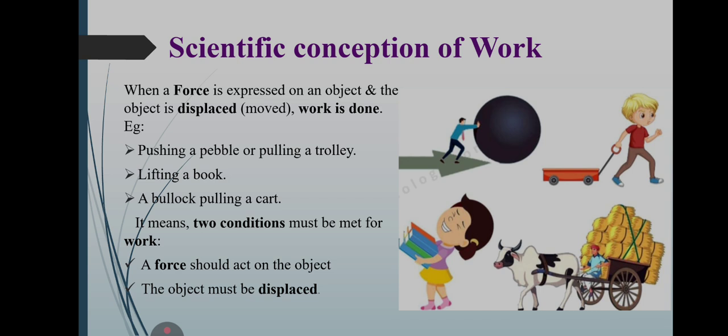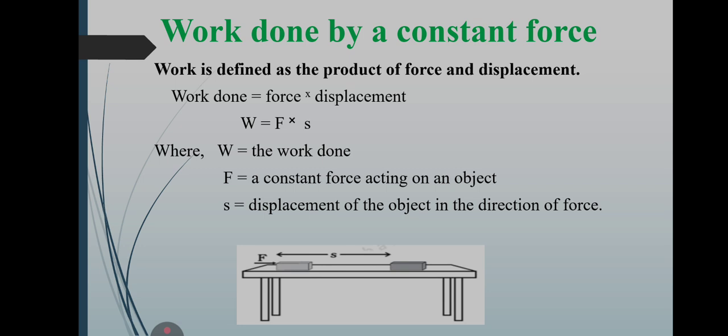Then we must know that whenever work happens, two conditions must be satisfied. What are these two conditions? First, a force should act on the object, and second, the object must be displaced from one place to another place. Then we conclude that work is done here. And next I will move on to work done by a constant force.